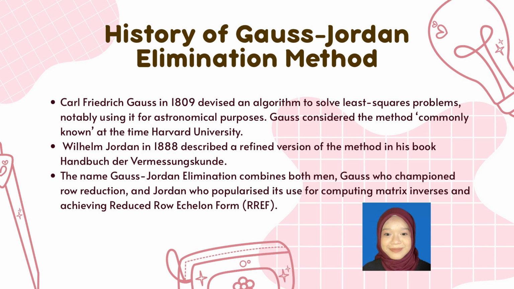Gauss considered the method commonly known at the time. Wilhelm Jordan in 1888 described a refined version of the method in his book Handbuch der Vermessungskunde. The name Gauss-Jordan elimination combined both men: Gauss, who championed row reduction, and Jordan, who popularized it, used for computing matrix inverse and achieving reduced row echelon form (RREF).